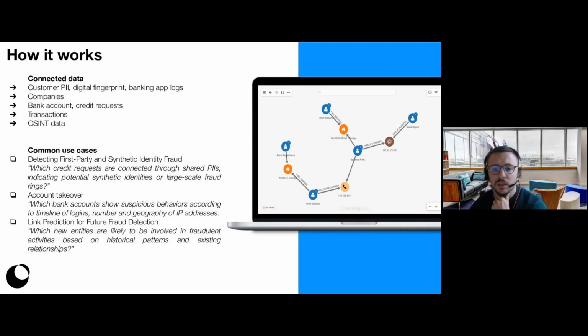Account takeover would typically be identified by showing suspicious behaviors of bank accounts or banking application logs, like an unusual timeline of logins, or the number and geographical localization of IP addresses used to access a banking application. And link prediction for future fraud detection is also very interesting, which allows you to be more proactive in identifying entities that are likely to be involved in fraudulent activities, based on historical patterns and existing relationships to known fraudsters and fraudulent communities.